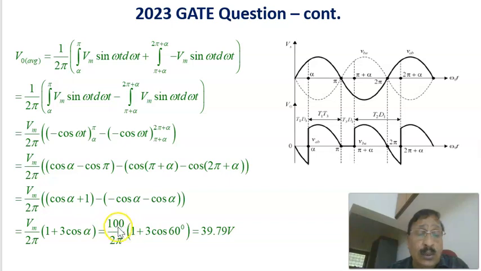Substituting Vm equal to 100 volts, we get 100 divided by 2 pi into 1 plus 3 cos 60, which is equal to 39.79 volts. So the average voltage across the constant current load is 39.79 volts.